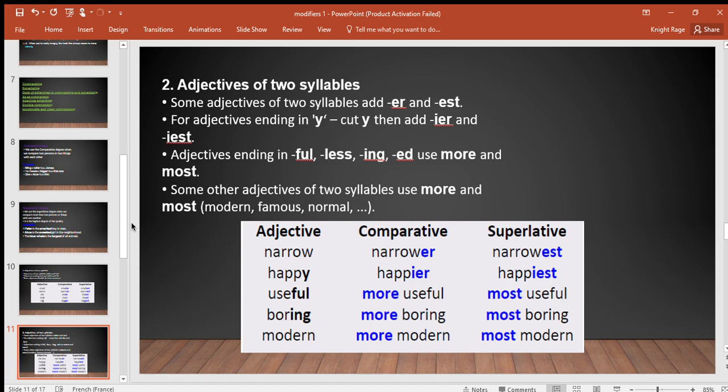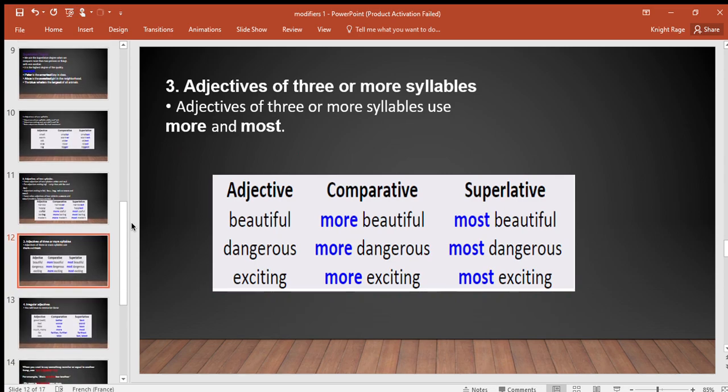Happy, happier, happiest. You see, I removed the y and replaced it with i. Useful: two syllables, but it applies the rule of adjectives ending in -ful. So, more useful. I don't say usefuler. And most useful for superlative. Boring, more boring, most boring. Modern, more modern, and most modern.